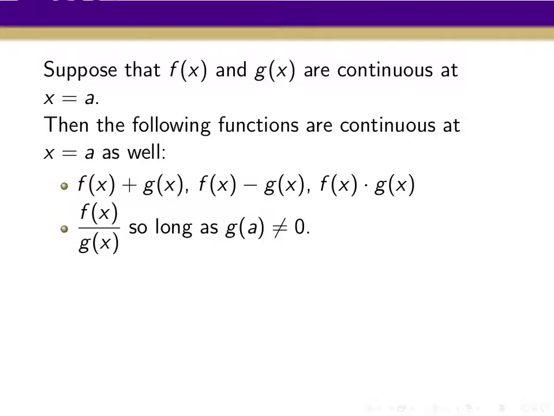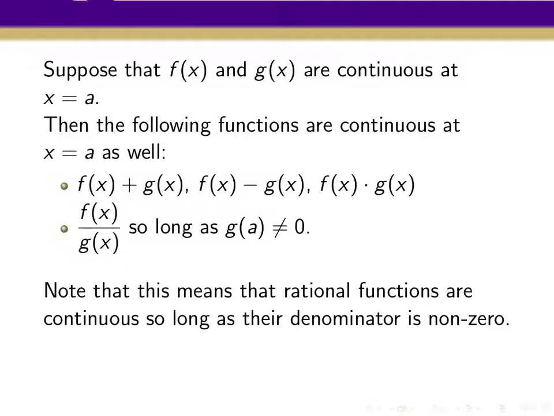The other rule that we got is that we can divide two continuous functions and get something that's continuous so long as the denominator is not equal to 0. And that comes from the rule that we can take the limit of two functions, f of x over g of x, so long as the denominator is not going to 0.